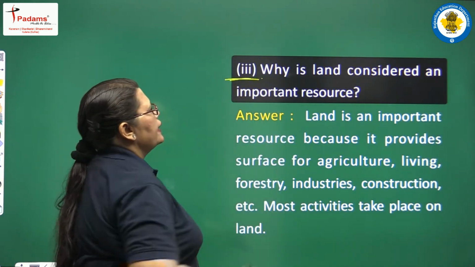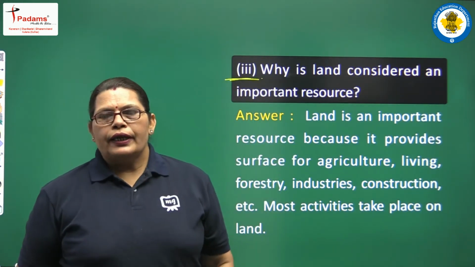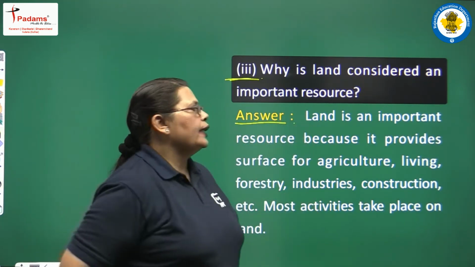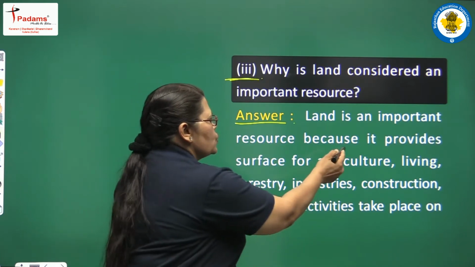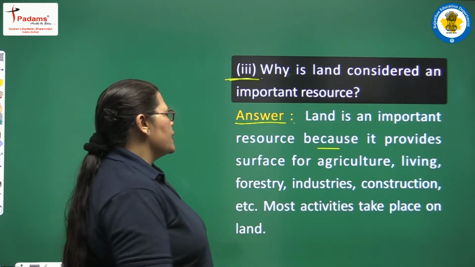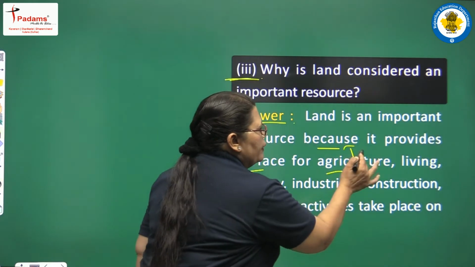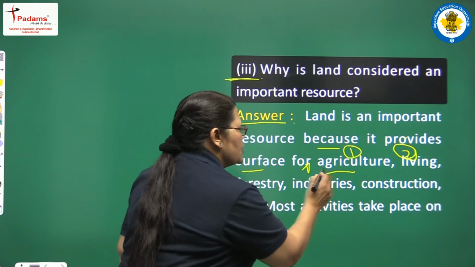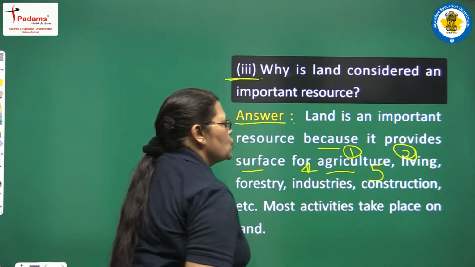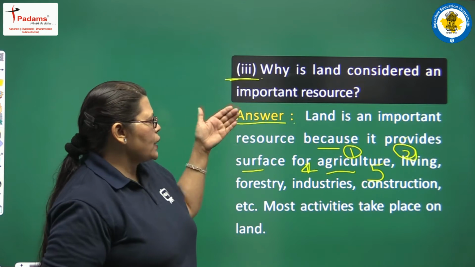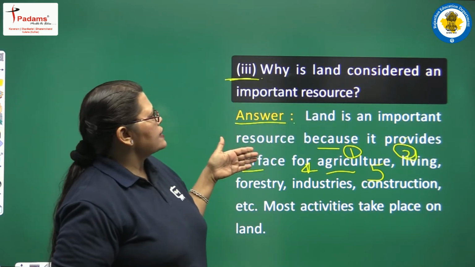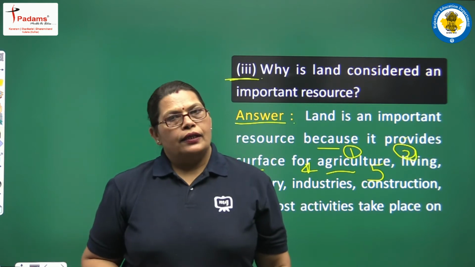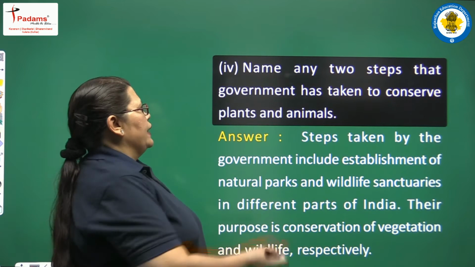Why is land considered an important resource? Yes, we had discussed in our chapter reading session. So, we will write our answer here. Land is an important resource because it provides a surface for agriculture, living, forestry, industries, construction, etc. Most activities take place on land. So, this is naturally an important resource for ourselves.